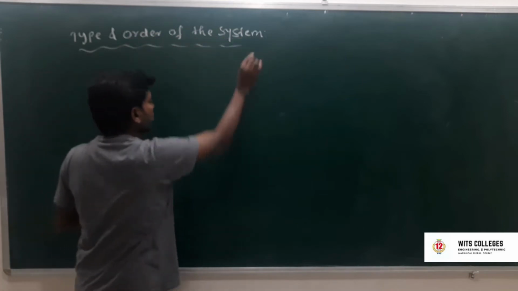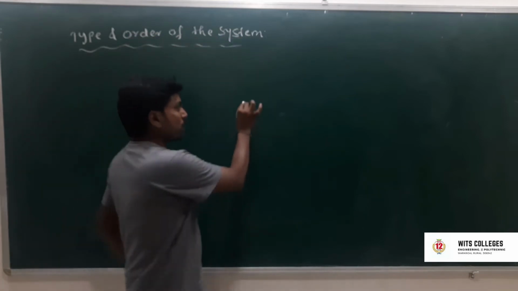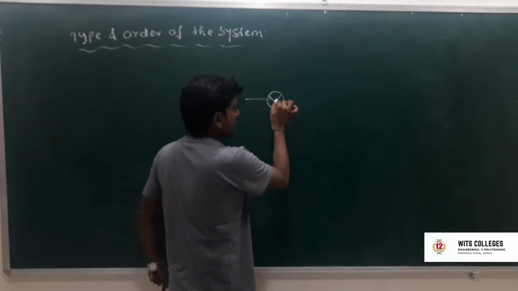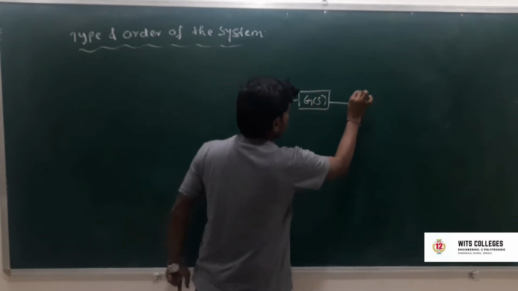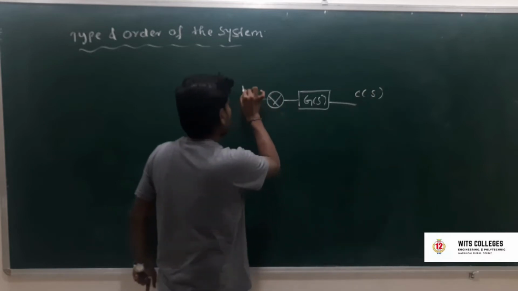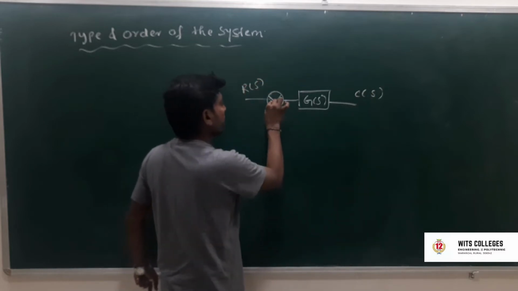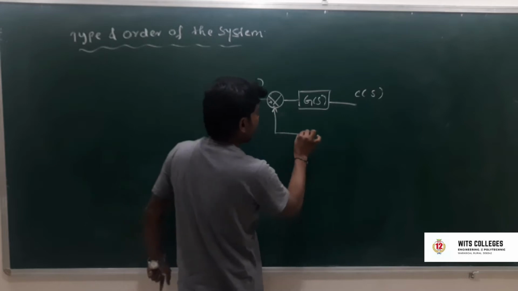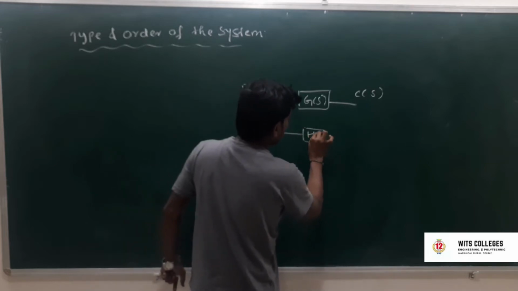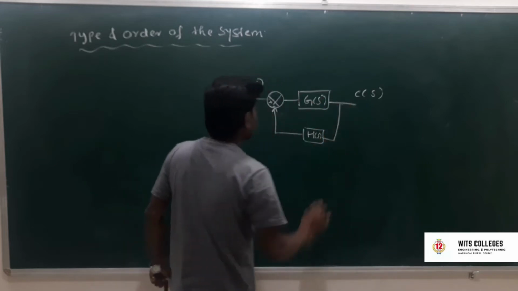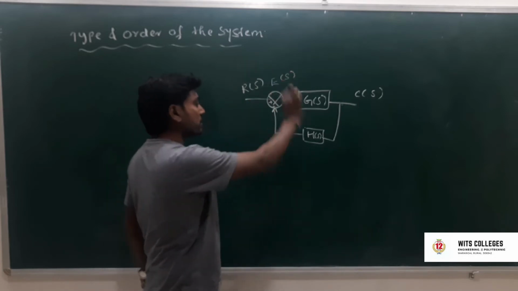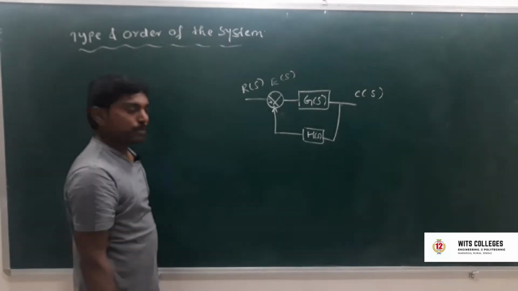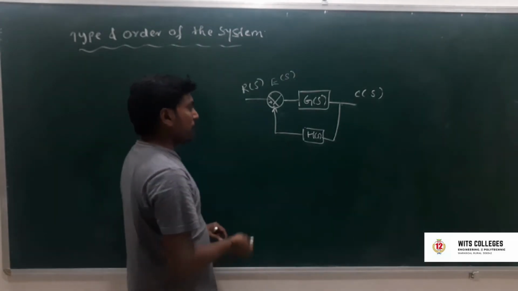Consider a closed loop system. The gain is G of s. C of s is the response, R of s is the input, with plus or minus at the summing point. The feedback path is H of s. E of s is the error signal. For this closed loop system, we find the transfer function.